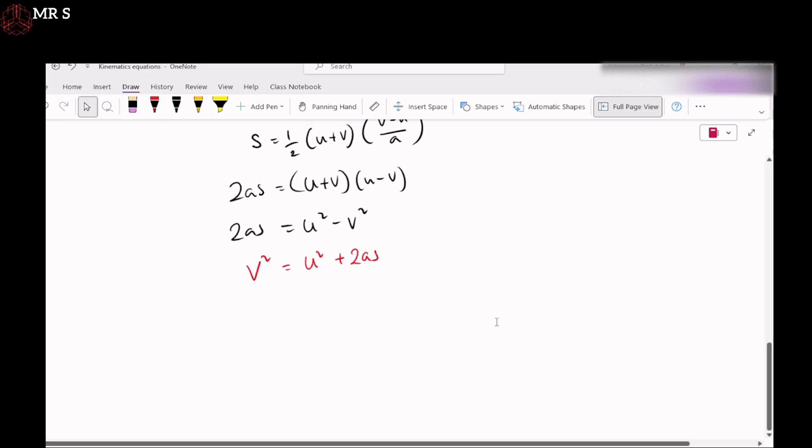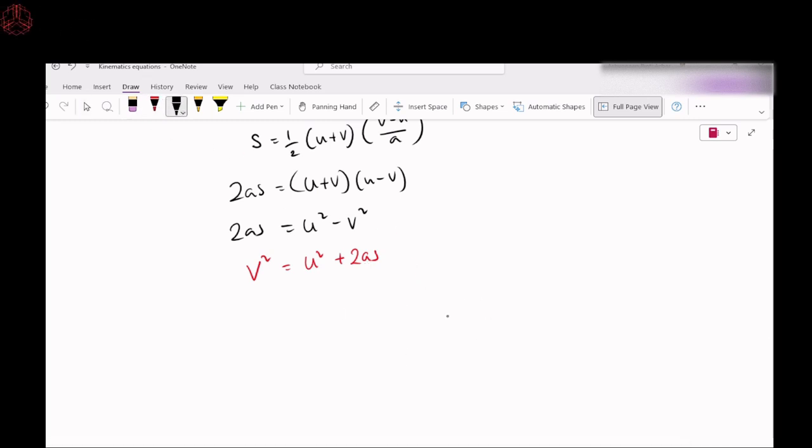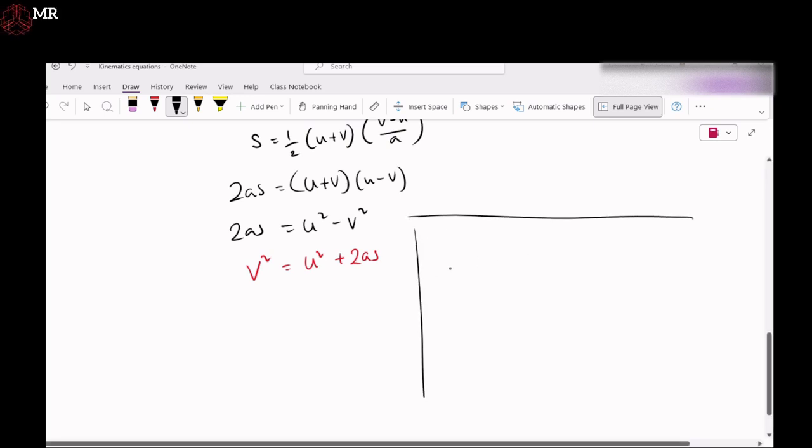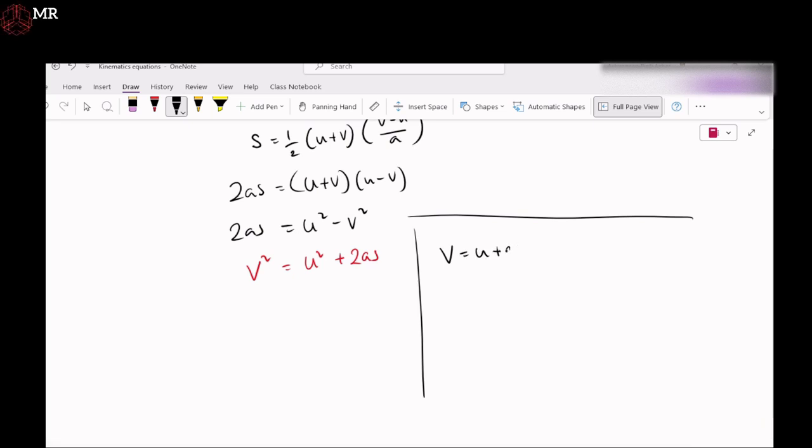So, time for a summary. The four equations begin with v equals u plus at. The second equation is about displacement and velocities, s equals half u plus v times t. The third has acceleration in it, so s equals ut plus half at squared. And the last one is v squared equals u squared plus 2as.